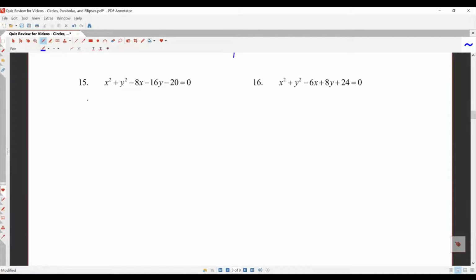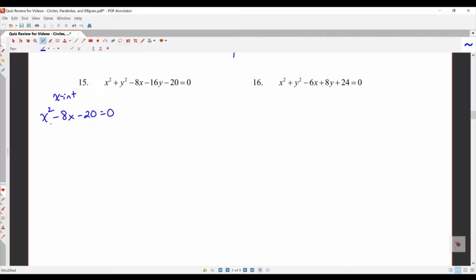When it comes to 15 and 16, there are a couple different approaches. One is to actually replace the x and y with zeros immediately, and then solve what's left. The other is to complete the square, and then it just becomes like questions 13 and 14. So I'm going to do 15 the first way, 16 the other way, just so you can see both approaches here. So let's find the x-intercept by letting y be 0. Now if I do that, I get x squared. The y squared term would drop, being 0, minus 8x. The y term would drop, being 0, minus 20 equals 0.